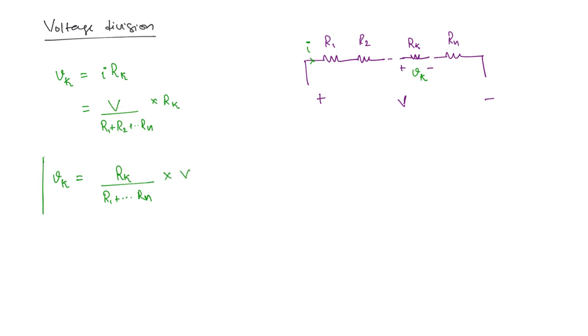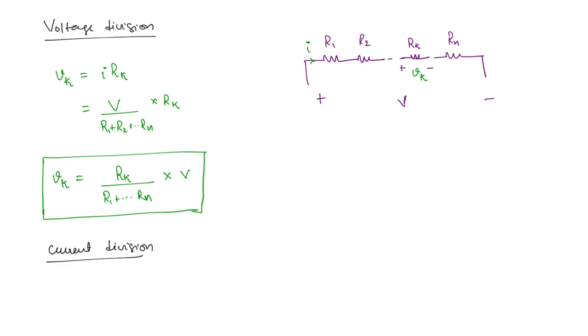It might seem very simple, but this is going to be very useful whenever you are analyzing circuits. So this is nothing but voltage division. Now next is current division. Voltage division comes into the picture when there is a series connection. When will current division come into the picture? When there is a parallel connection.